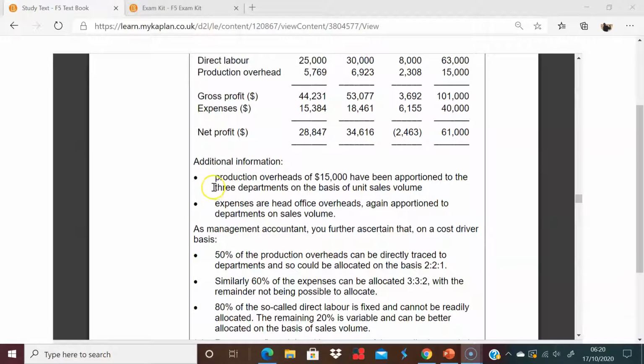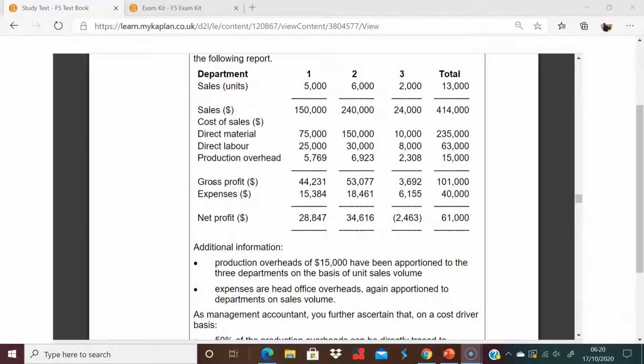So we now actually get some better drivers. We can tell that 50% of the production overheads can be directly traced to departments, so they can be allocated 2-2-1. So I can take this production overhead, scrap this whole thing out, and then split this 15,000 2-2-1. In effect, divided by 5, that's 3, so 6, 6, 3 actually is technically what I would look at. They're telling you first of all that that's one way to do it.